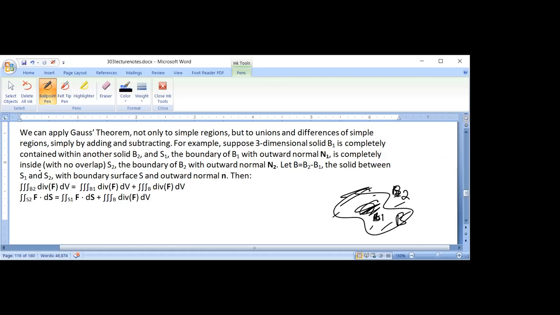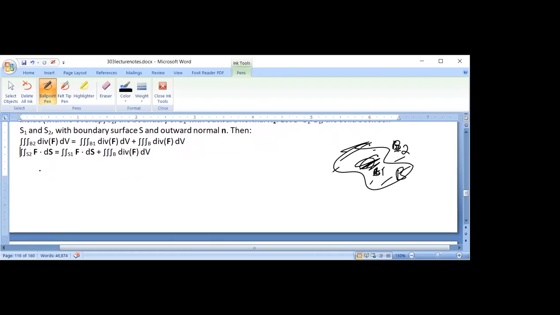Now, by Gauss's theorem, we know that the first integral on the left side, we can just rewrite as a surface integral. And the second one, we can rewrite as a surface integral. Okay, now why would we do this? We're about to use this for something. And also we're leaving the third integral as a triple integral on purpose. And the question is why?